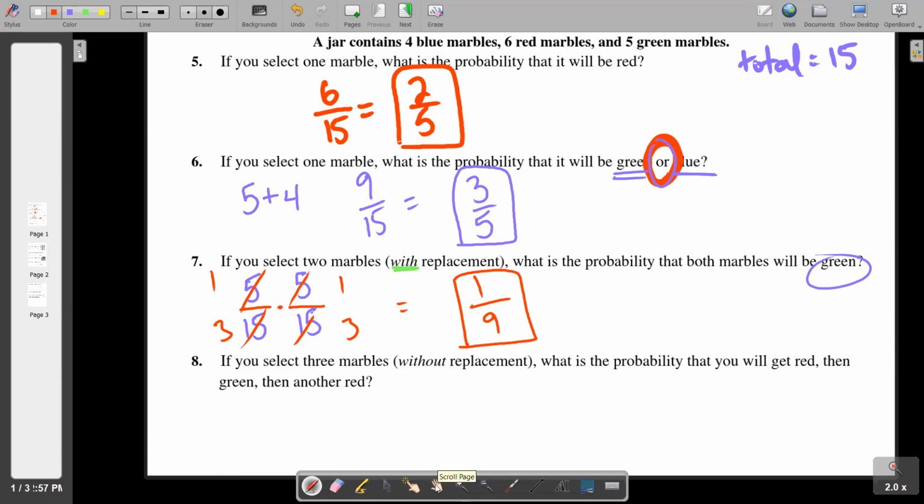I like to break down my call replacement. Replacement is when you put it back. Yeah. So you put it back in the jar. So the jar returns to its original state, basically. It has the same of everything.